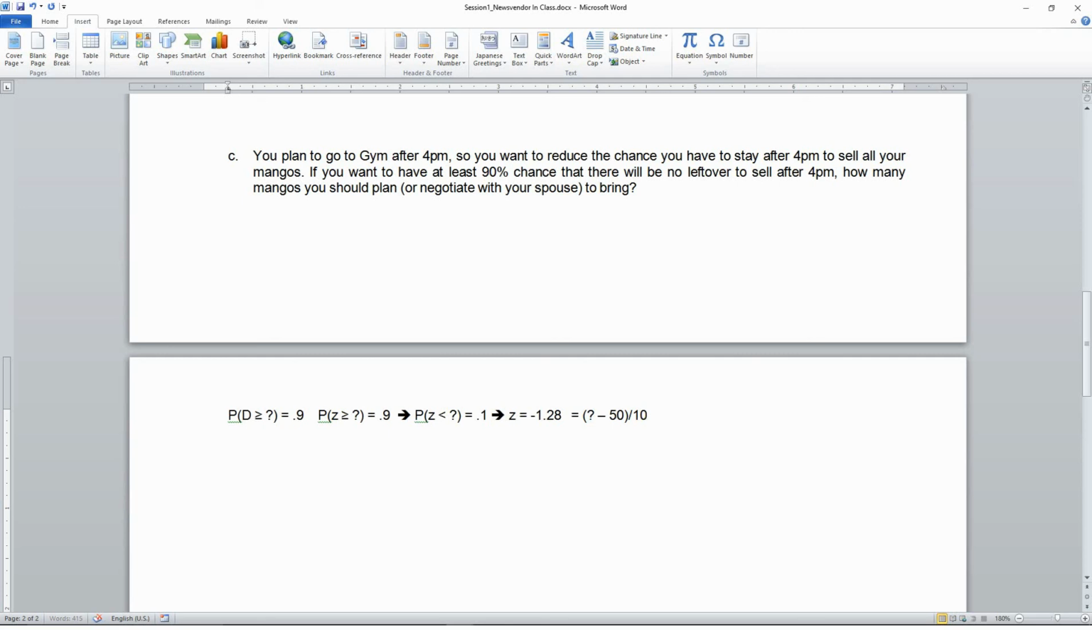Okay, so once again, solving for the question mark would be 50 minus 10 times 1.28. And so that gives us about 37.2. Now you can't have 0.2 mangoes, so 37 mangoes. Get the closest one. So if we negotiate to bring only 37 mangoes, then we're going to be at least 90% sure that we sell out and we can go to the gym.